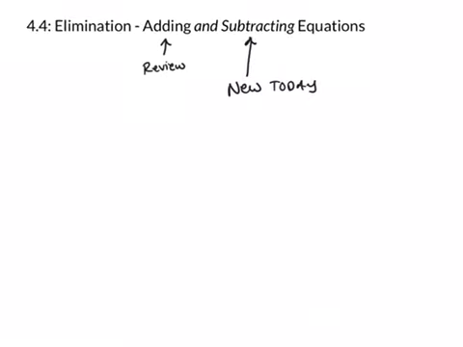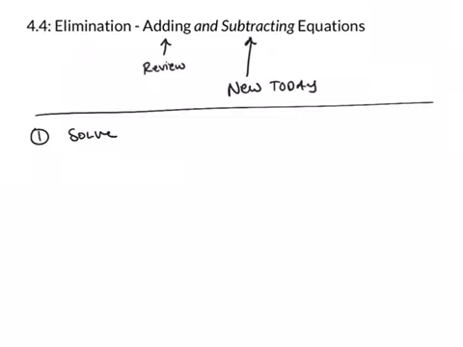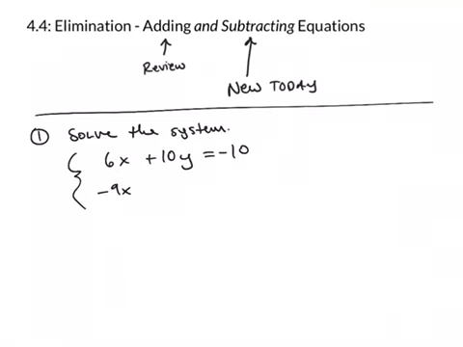The review section is going to be really short. I'm just going to do another example problem that matches what I introduced yesterday. So yesterday was, hey, here's a system of equations, solve it. Here's an example that matches what we did yesterday. 6x plus 10y equals negative 10, negative 9x minus 10y is equal to positive 10.